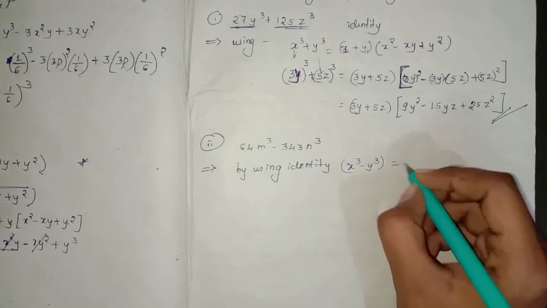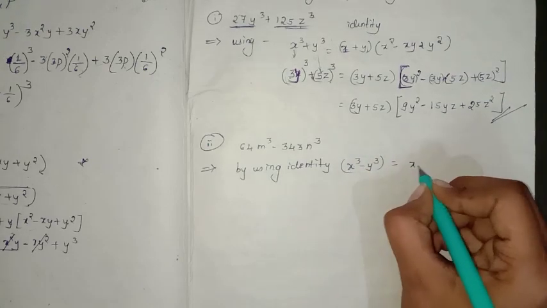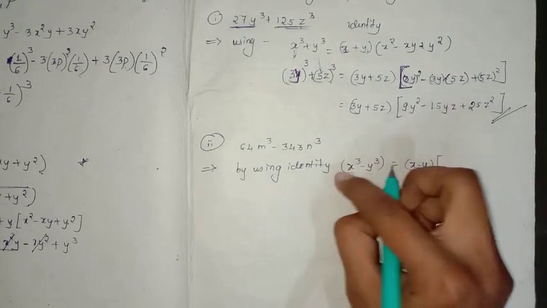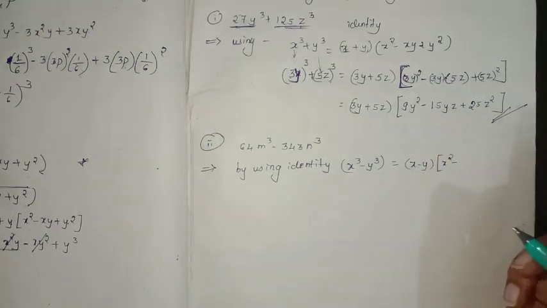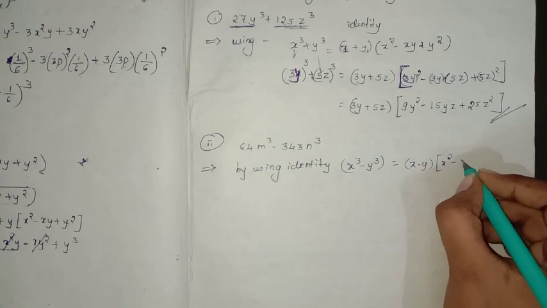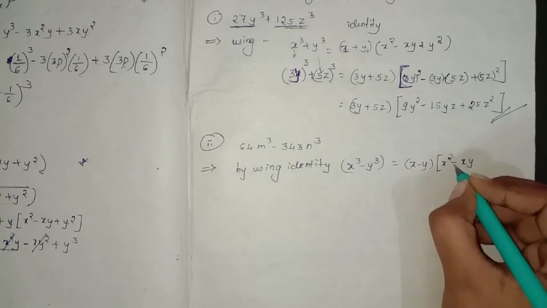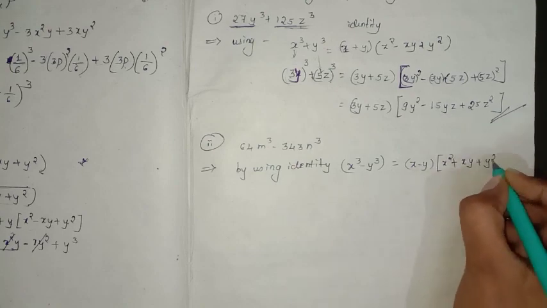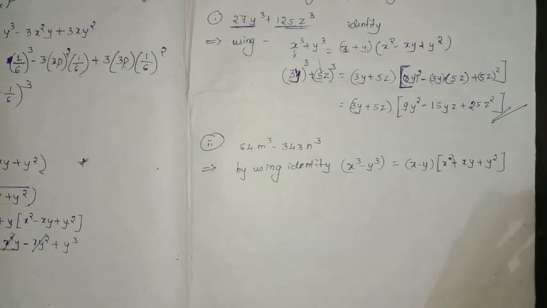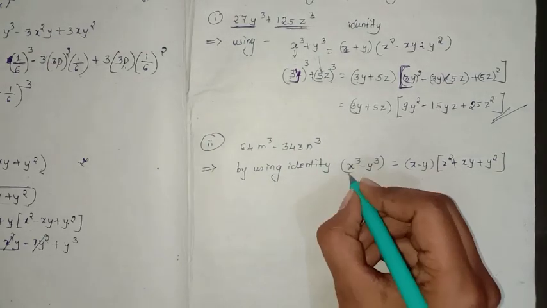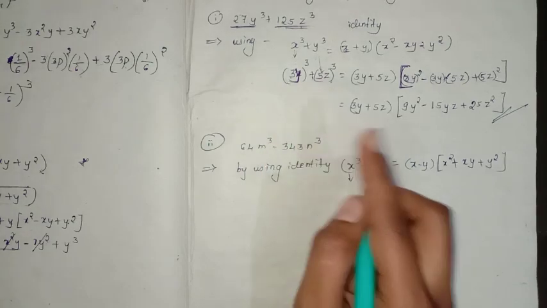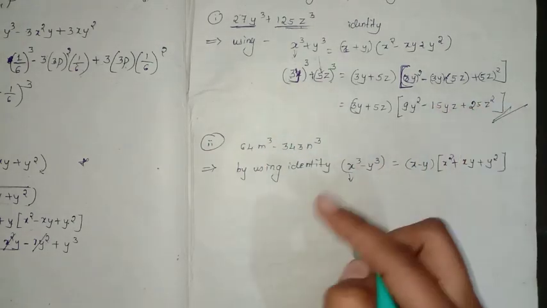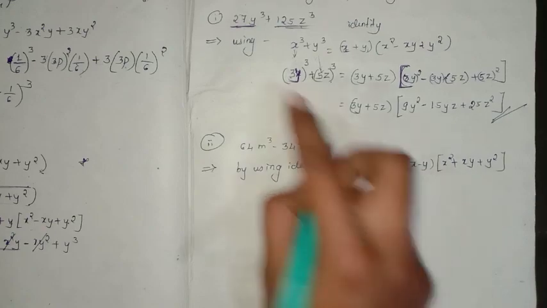Then the expanded form: as it is negative, first you have to write x minus y, and as it is negative, now we write the formula of x square plus xy, here you have to remember xy, so all are positive here, and plus y square. So this is your formula. Now you have to adjust. So 64 is the cube of which number? That is 4. 3 cube is 27 and 4 cube you remember, that is 64.